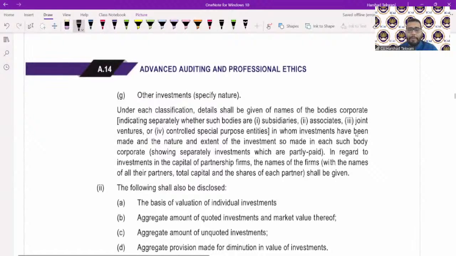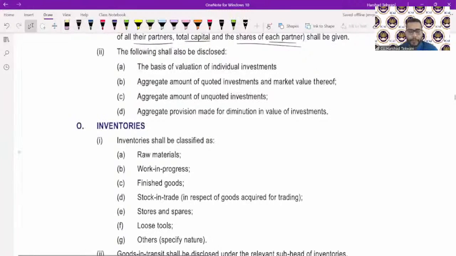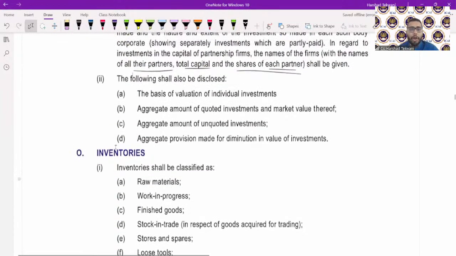Now you need to again provide the details the same way: name of the body corporates, subsidiaries, associates and joint ventures, controlled special purpose entities, and the relationship. In case of a partnership firm, you need to provide details of total capital, share of each partner, names of the partners, like this. Clear? Then you are also required to disclose the basis of valuation for each investment, the aggregate amount of quoted investment, unquoted investment, and the aggregate provision made for diminution in the value of investment.